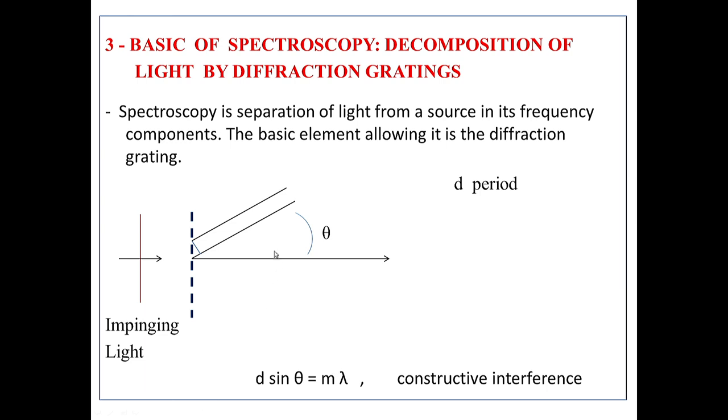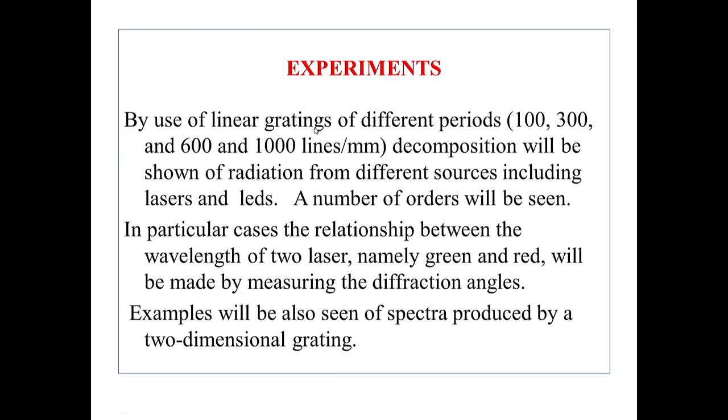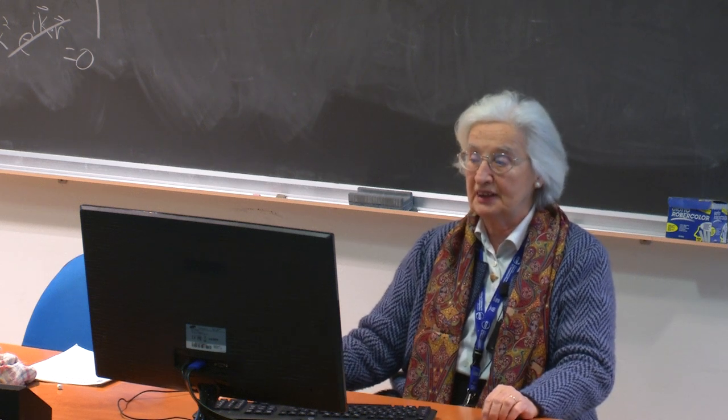And therefore, we can separate the light of a given color from another just by looking at the diffracted field from the grating. This is almost all. And we will use linear gratings of different periods. One of the best is the 600. And we will see the composition from different sources, going from lasers to LEDs. In the case of the lasers, we will have two different lasers, one red and one green. Both are neon lasers, but the green one, of course, works with a different wavelength.